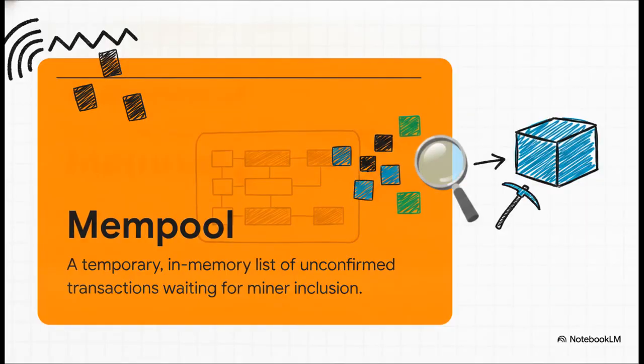So once a transaction is actually broadcast out into the wild, where does it go before a miner eventually puts it in a block? It goes straight to the mempool. The mempool is a temporary list stored entirely in a node's RAM. When you open your phone wallet and you see a payment marked as unconfirmed, you are looking directly at a transaction just sitting in the mempool, waiting patiently for its permanent home in the blockchain.